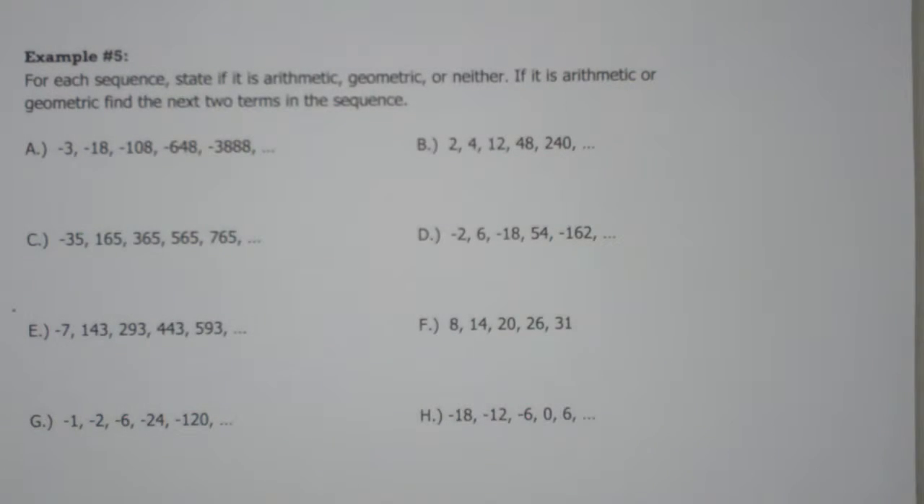In example 5, for each sequence we're going to state if it's arithmetic, geometric, or neither. And if it is arithmetic or geometric, we'll find the next two terms in the sequence. I'm going to go through these pretty quick, so if you want to pause and try to figure it out on your own, that'd be kind of a nice thing to do. But, you know, whatever floats your boat.